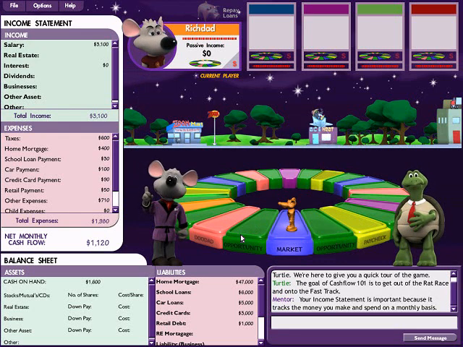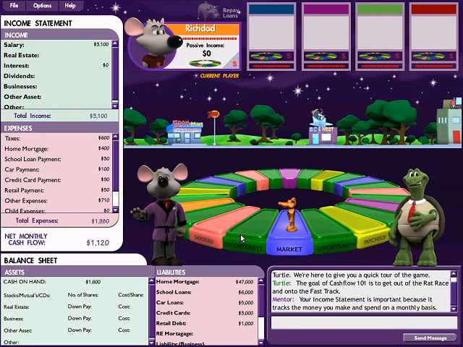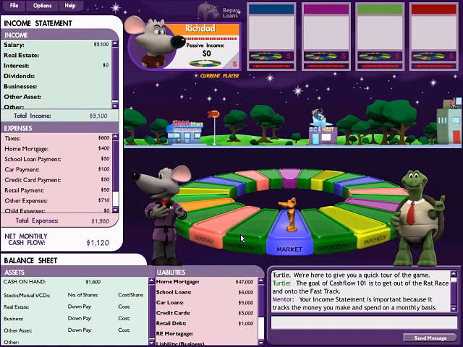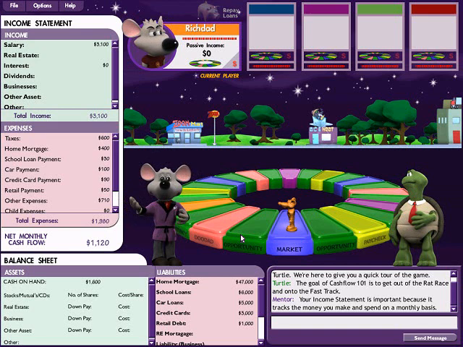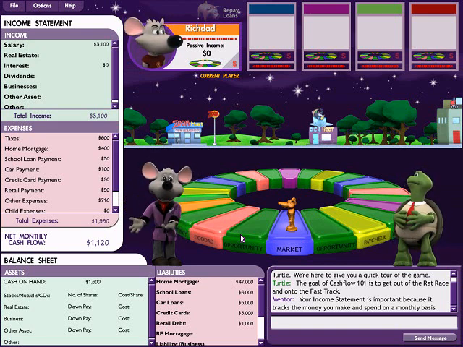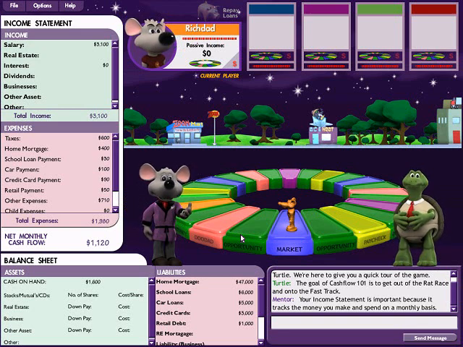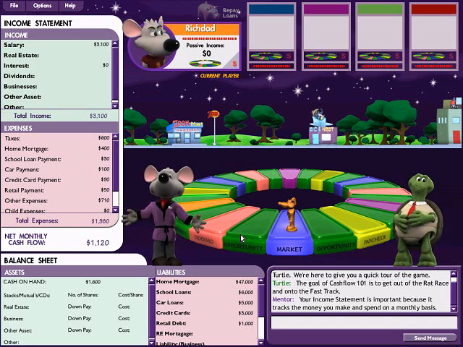Now before we start playing, there are a few key parts of the game that we should point out. The first is your income statement. This includes both income and expense areas. These are places where you will track the money you make and the money you spend on a monthly basis. You started out as a web designer, so we've already filled this information in for you.